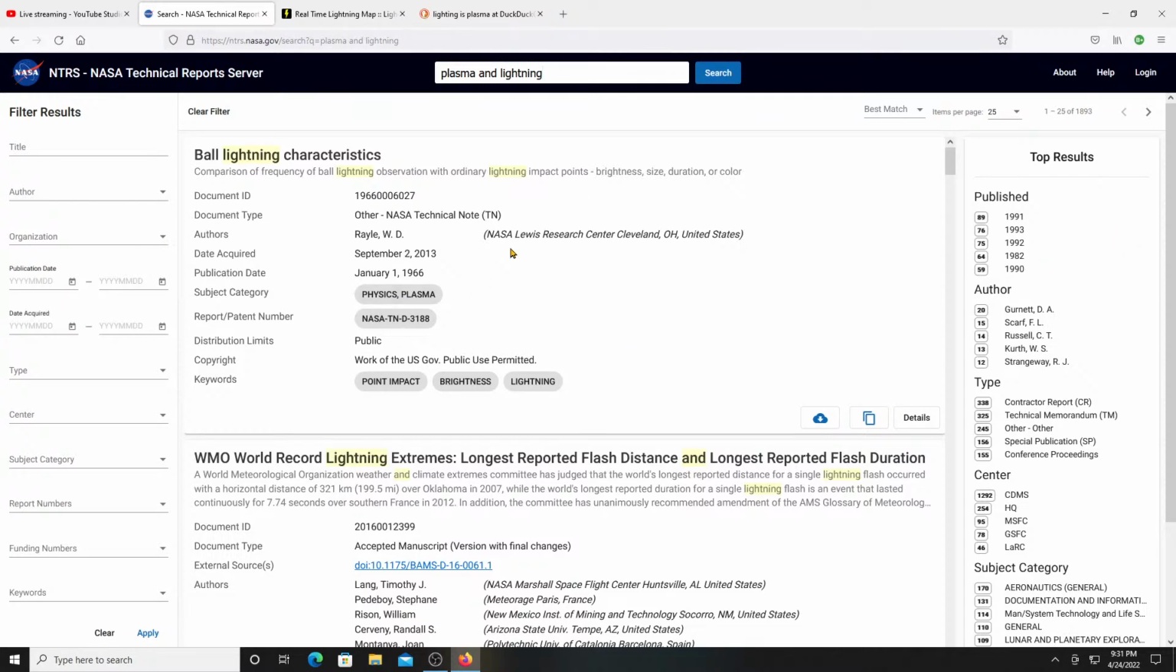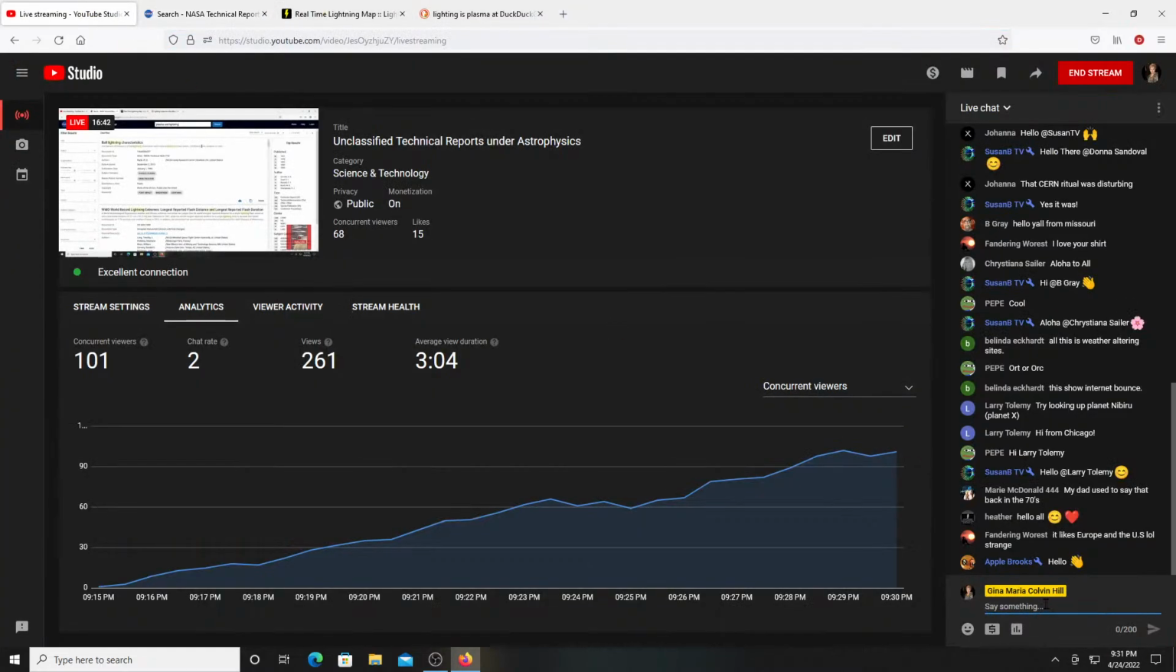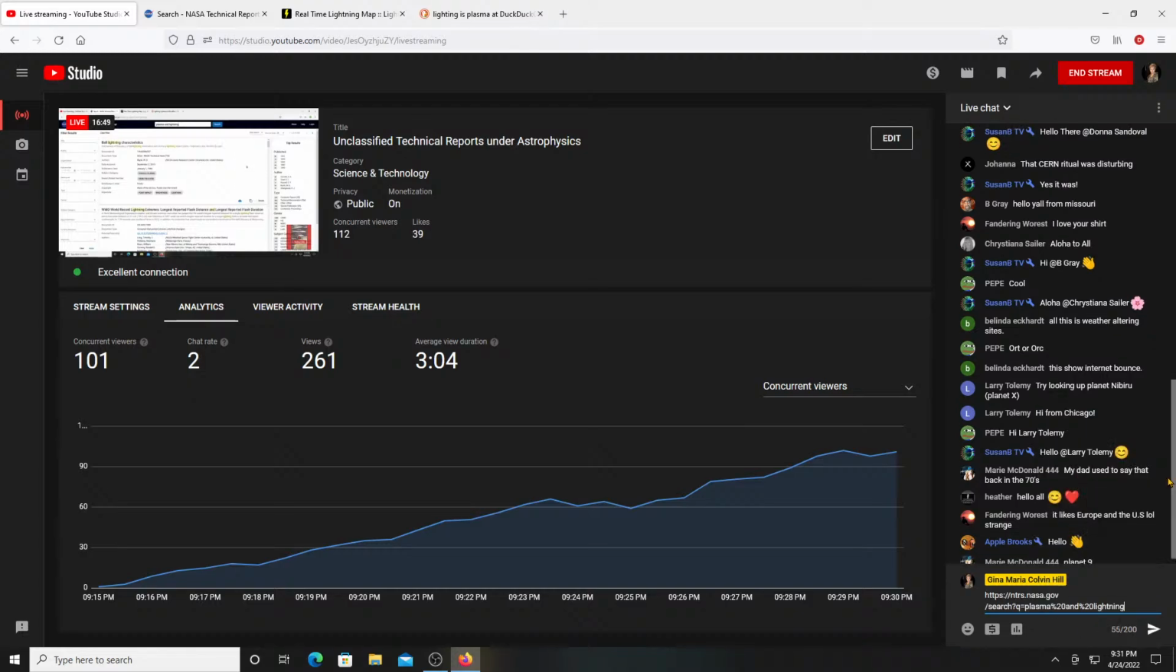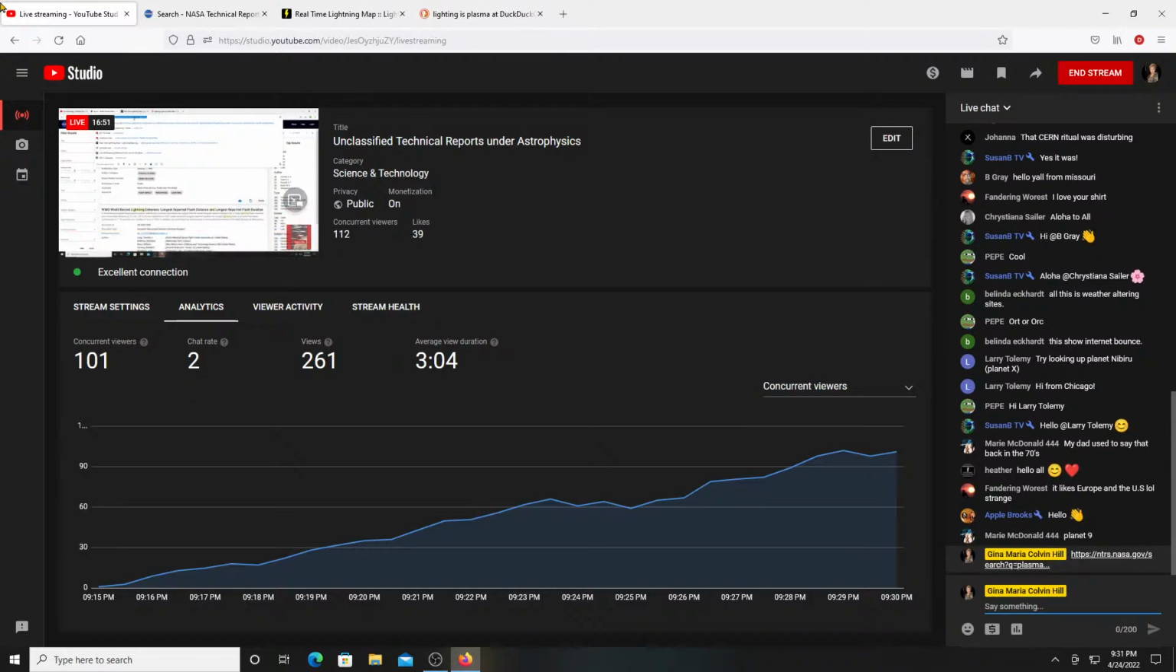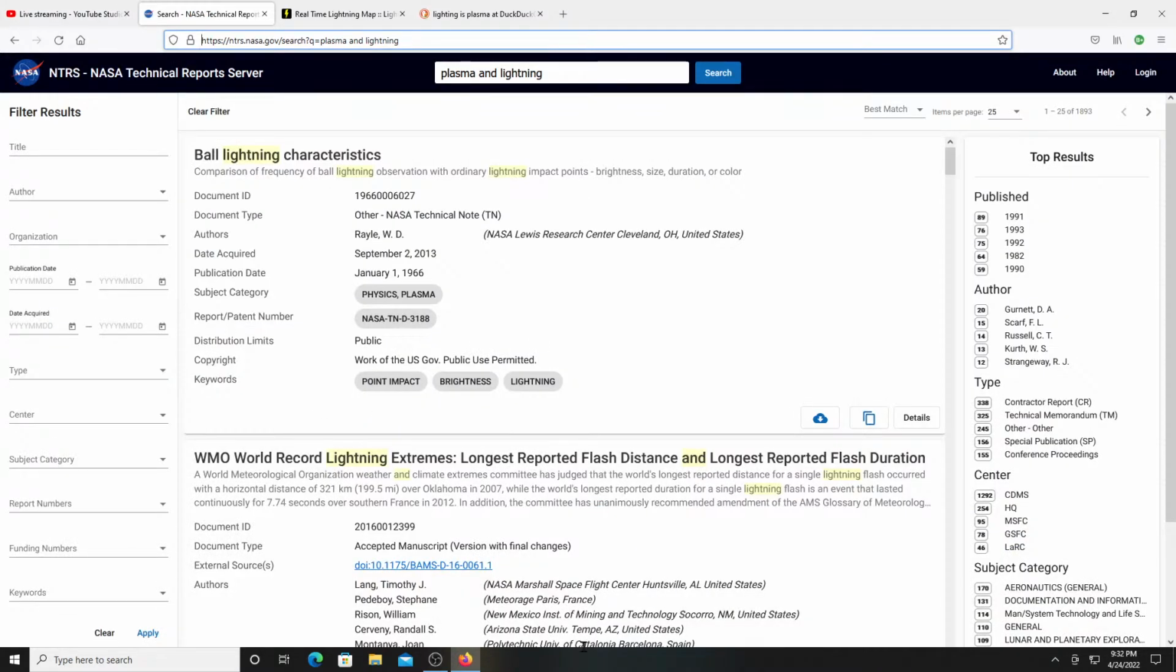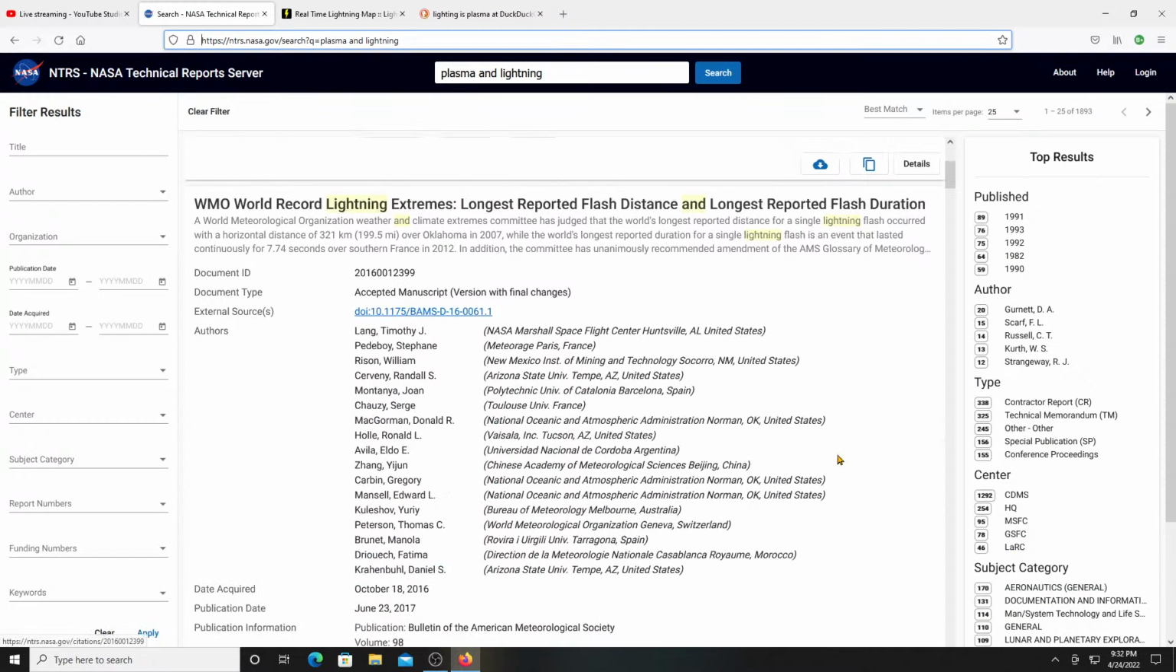Oh, they did not study ball lightning characteristics. I know they didn't. Impact points, brightness, size, duration, or color. They did not do that, you all. Hello there, Applebrooks. You all, somebody might want to research this site where you can type in stuff. It's a very good research tool. It's public use permitted.